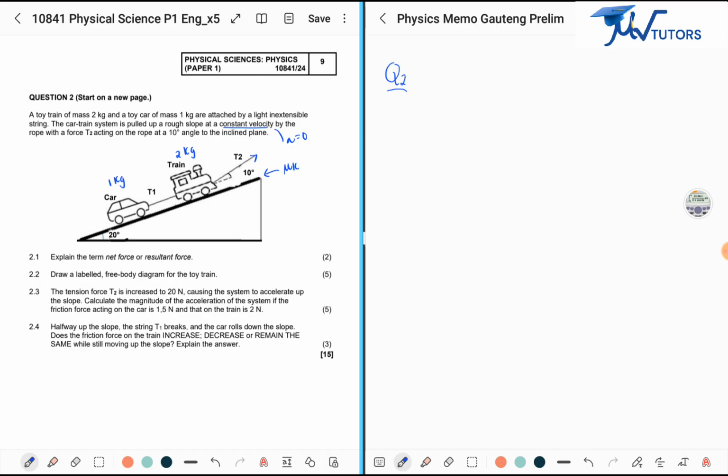Acting on the rope at an angle of 10 degrees, at a 10-degree angle to the inclined plane. Okay, so a toy train of mass 2 kilograms and a toy car of mass 1 kilogram are attached by a light inextensible string. The car-train system is pulled up a rough slope at a constant velocity by the rope with the force T2 acting on the rope at a 10-degree angle to the inclined plane.